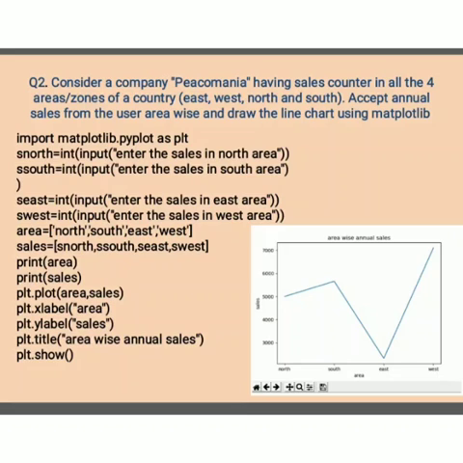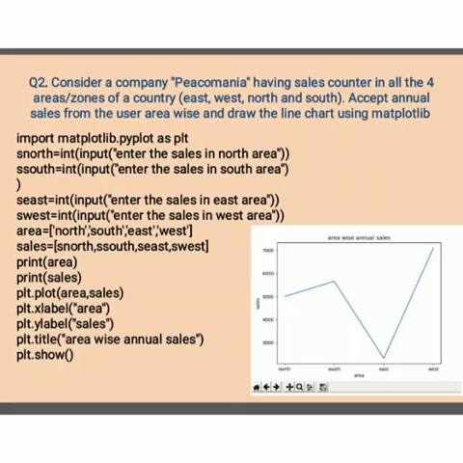On the X axis what do I want? Area. And on the Y axis what do I want? Sales. So accordingly we will be using it. We are just simply using the print statement to check what will be printed when I print area and when I print sales. The next is we will plot the graph.